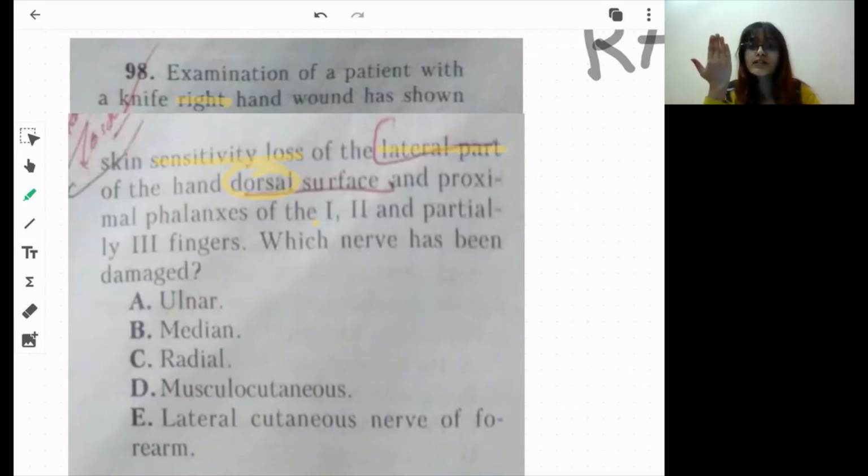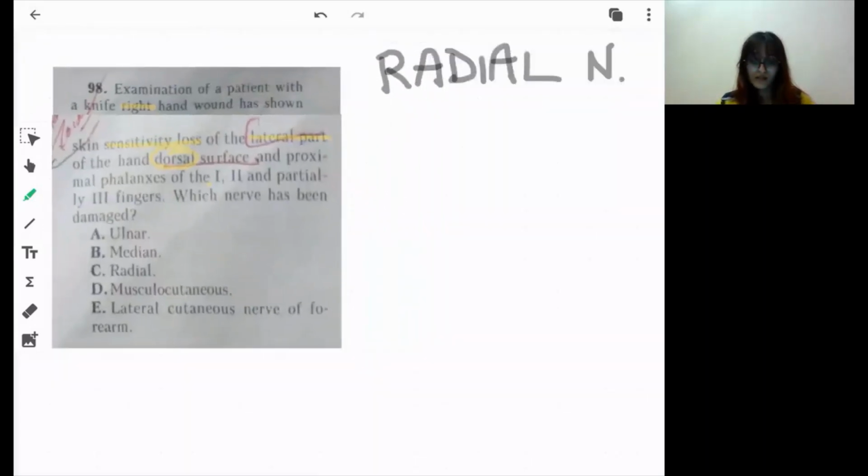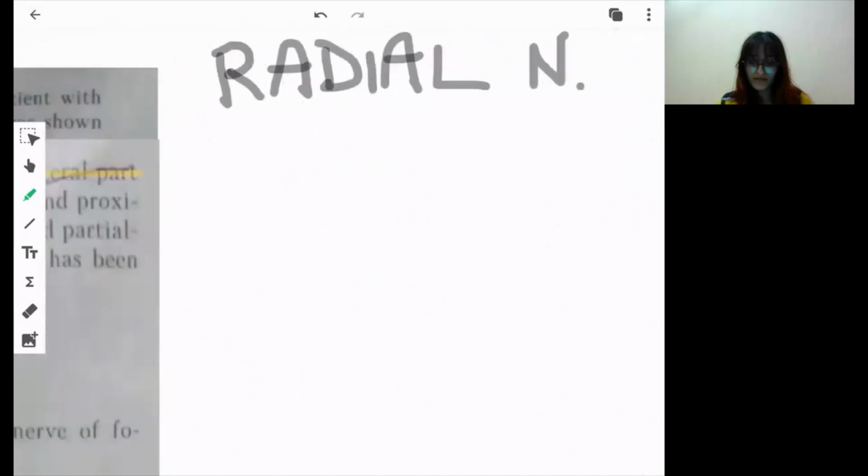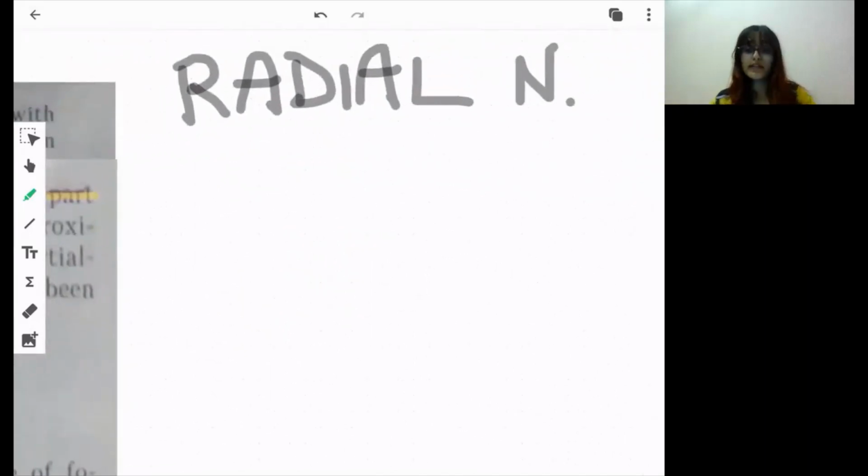And now see what they are saying. They are saying that on the lateral part of the dorsum of the hand, like this part, the sensitivity is lost, and also in the proximal phalanx of the first, second, and partially third finger. Okay, so now let's talk in more detail about the radial nerve.